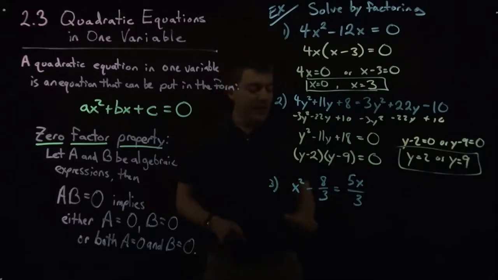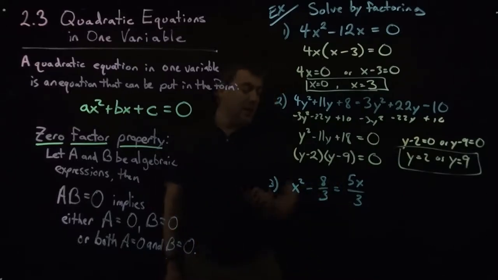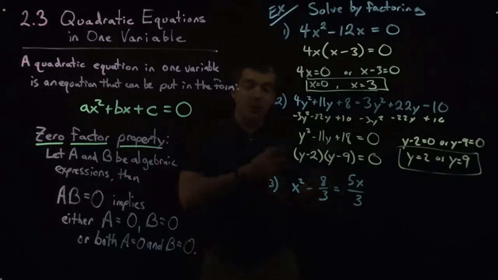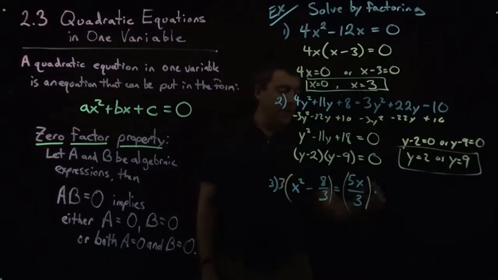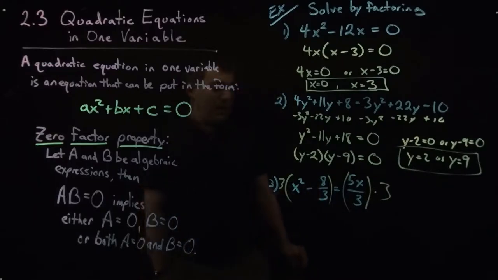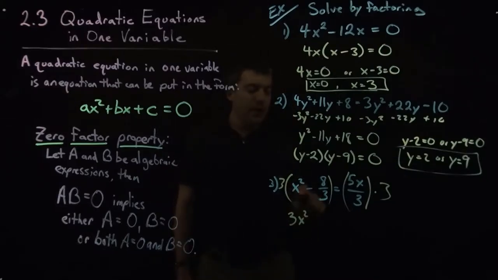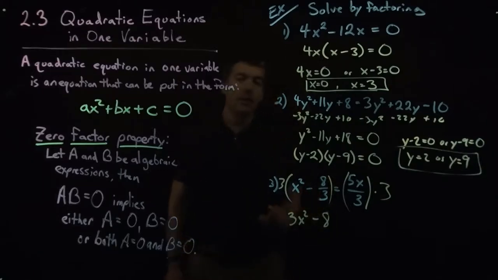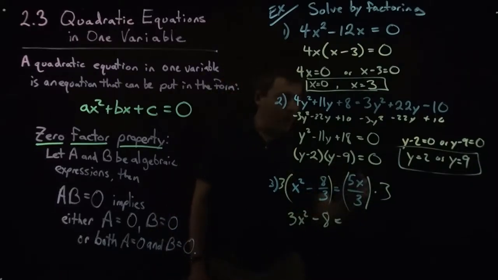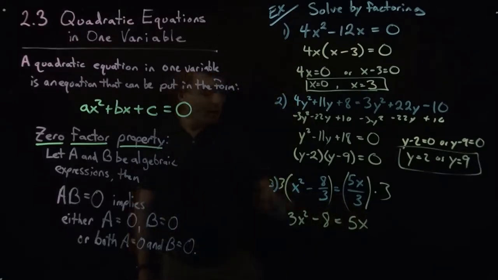So in this case, the only denominators that I see are 3's. So I can get rid of all the denominators by multiplying both sides by 3. That's what I'm going to do. So we're going to multiply the left-hand side here by 3, and the right-hand side by 3. Okay, so 3 times x squared is 3x squared. 3 times 8/3 is going to be just 8, so minus 8 equal to, and then over here we have 3 times 1/3, we get 5x. Okay. Much nicer, right? Much nicer.